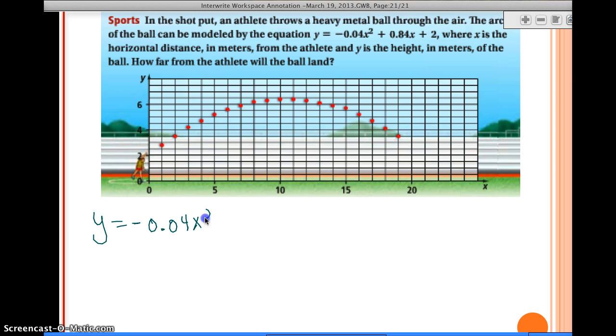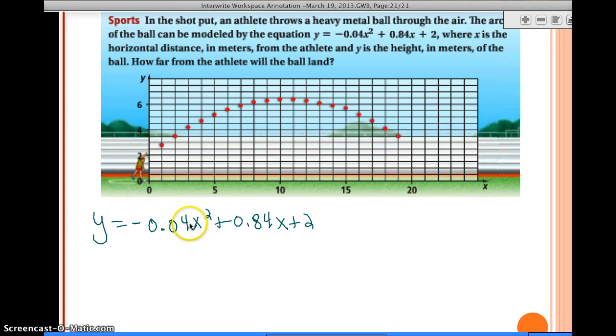-0.04x squared plus 0.84x plus 2. So this is definitely a quadratic equation where x is the horizontal distance, and y is the height of the ball, how high it reaches. Notice it's going up in the air, gravity takes it, it reaches its peak, the maximum, and it drops back down. So we've got a vertex happening in here, and this is a parabola. How far from the athlete will the ball land?